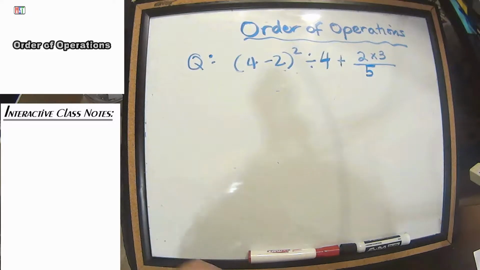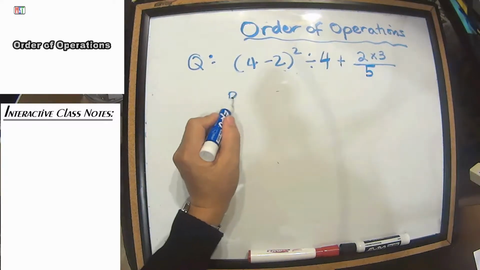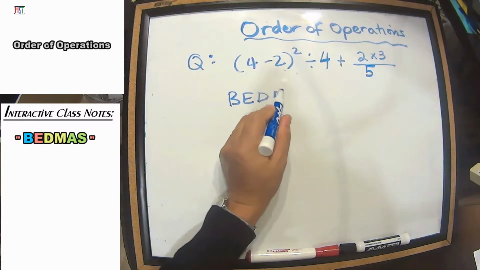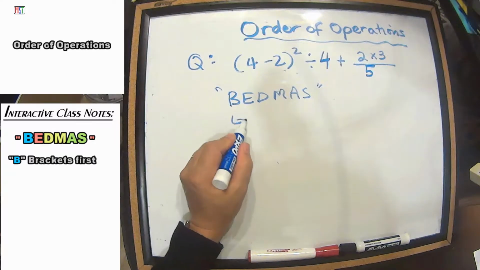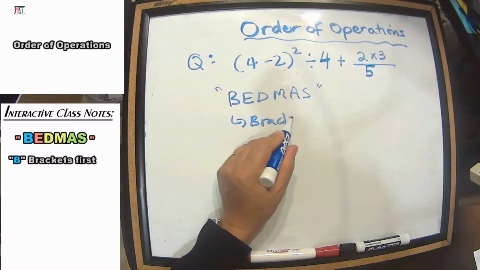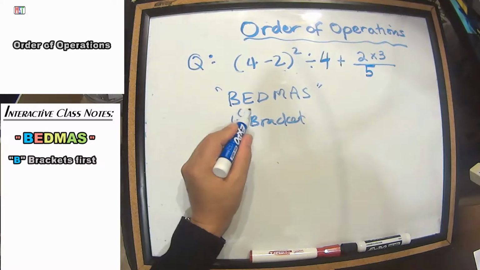So what is this rule called? You might have heard of it. It's called the BEDMAS rule. Okay, it's an acronym that stands for B for bracket. You want to do the bracket first. Okay, so that's number 1.